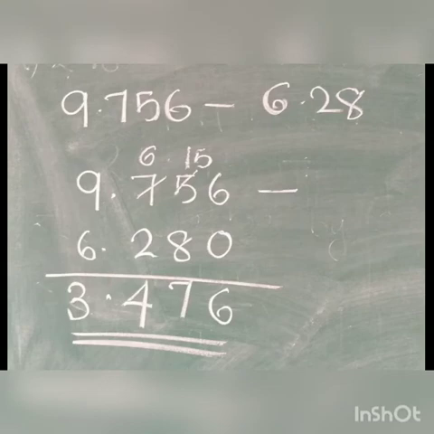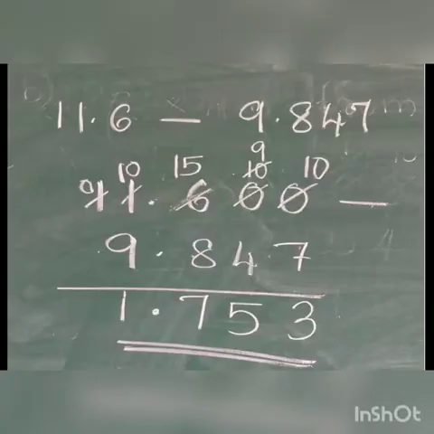Again checking your answer. 6 plus 0, 6. 8 plus 7, 15. 1 balance. 4 plus 2, 6 plus 1, 7. 6 plus 3, 9. In this way you have to check your answer. Next example, 11.6 minus 9.847. Here 11.600, then 9.847. Here you have to write the 0. If you are not writing 0, I said you will write 7 and 4 as such, which is wrong. So you have to write here 0 and borrow and subtract.